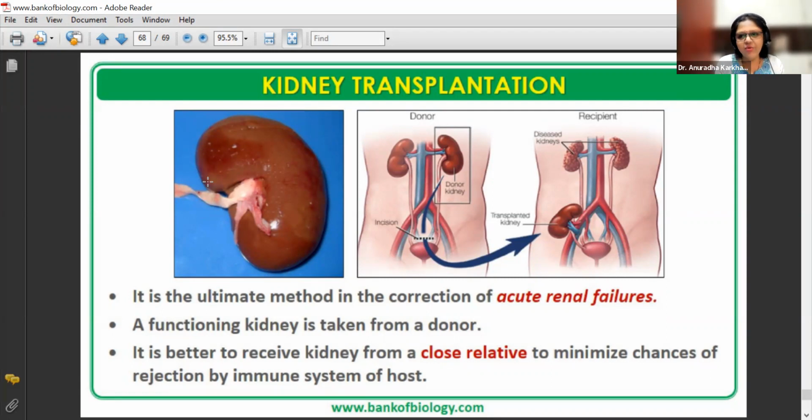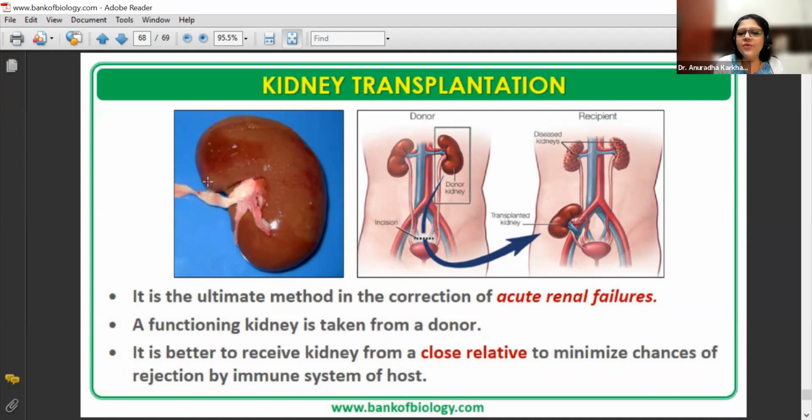Right? Got it? So with this, we complete the chapter of excretion and osmoregulation. Damaged kidneys can be removed, but they have to be retransplanted. Now, someone has to be there to take care of the filtration.